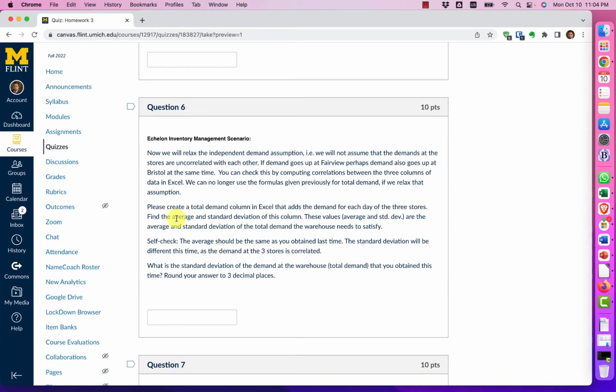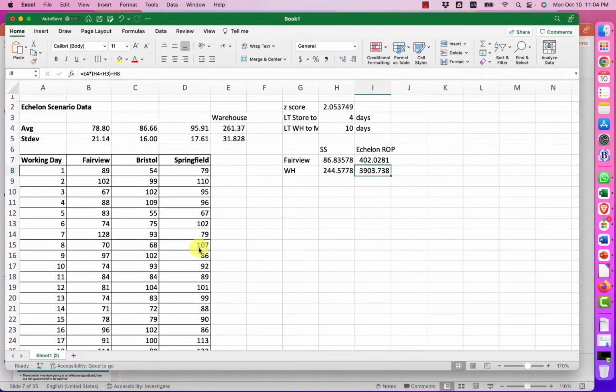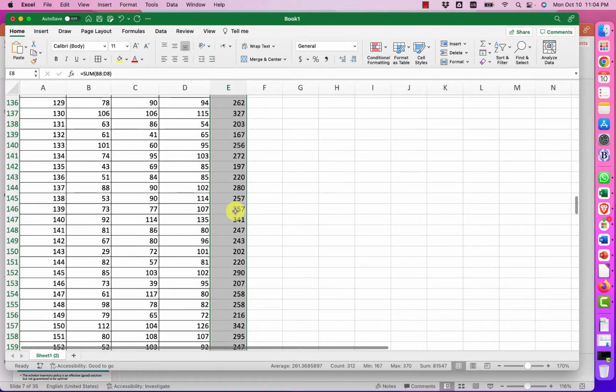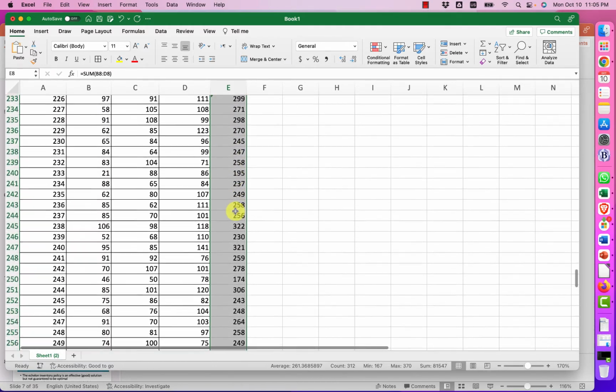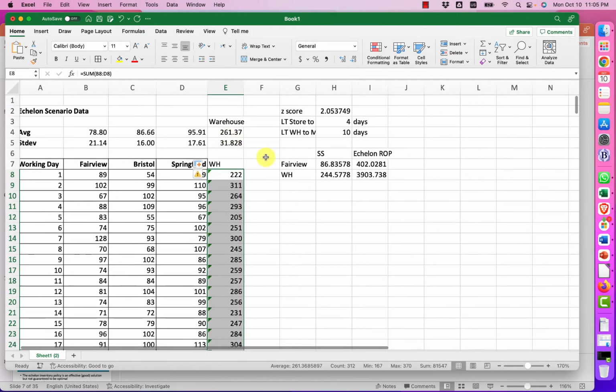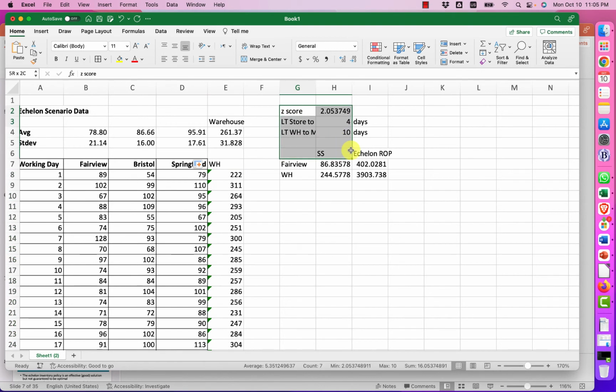So how do we do that? Well, we have to make a total column in Excel. We have to empirically find the standard deviation. So we just make a warehouse column where the demand in each day is just the sum of the demands. Okay, and then we can find the mean and standard deviation of this total column to see what is happening. Okay, so I'm out of space. I'm going to move this stuff over here.